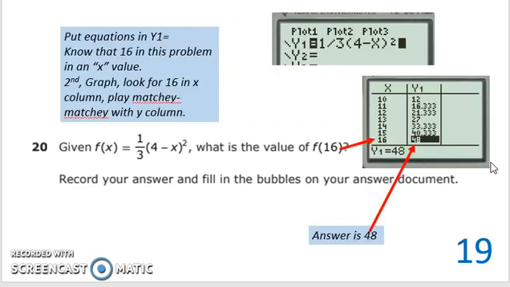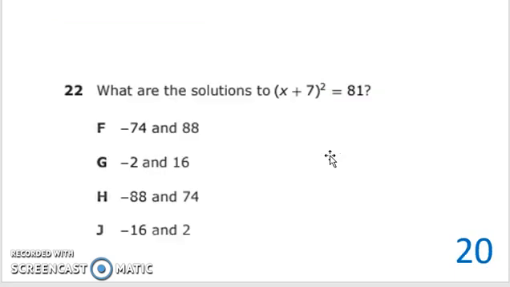This one, what's the value? We got an equation, put it in Y1, go to your calculator, but you do have to know that this guy right here, this 16, is actually an input or an X value. So you look for X in your first column and you go play matchy-matchy.